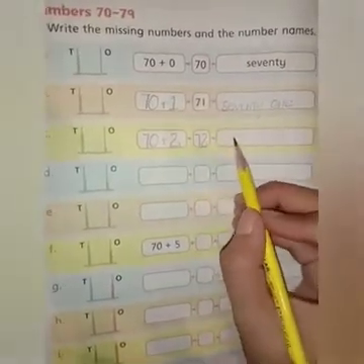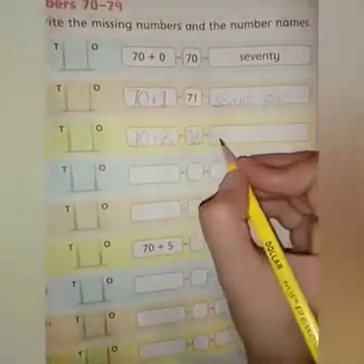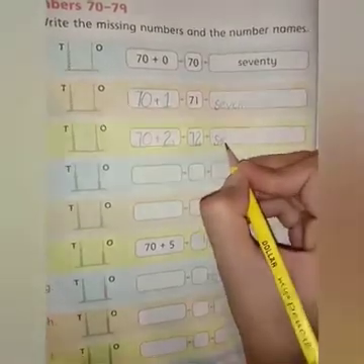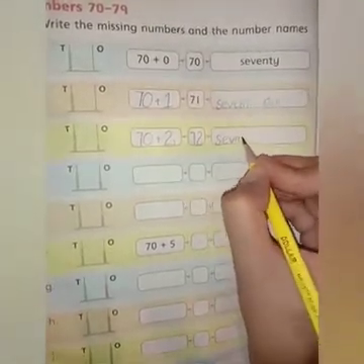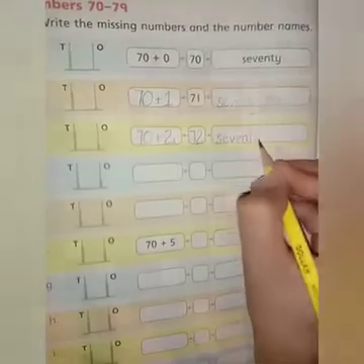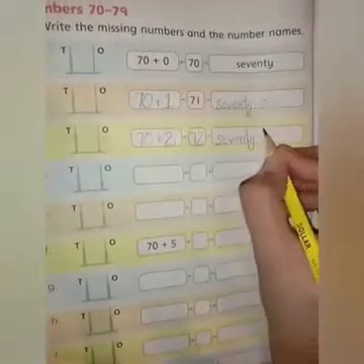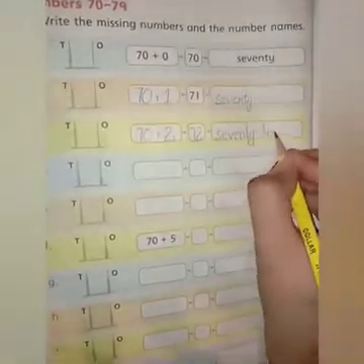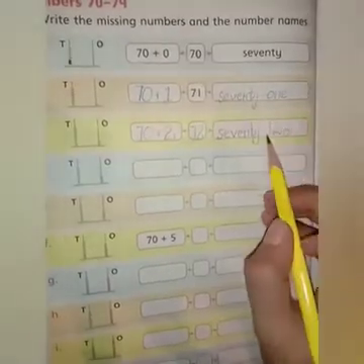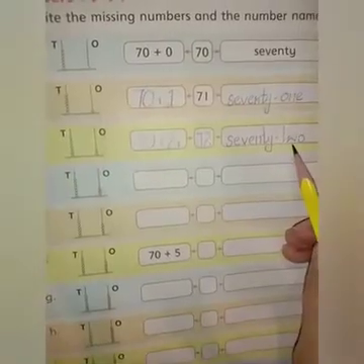Now we are going to write 72 in words here. S, E, V, E, N, T, Y. 2. T, W, O. 2. 72 in words. Go for the next one.